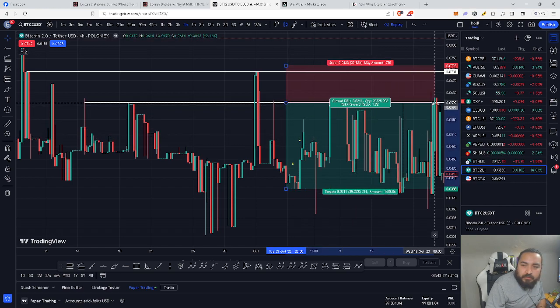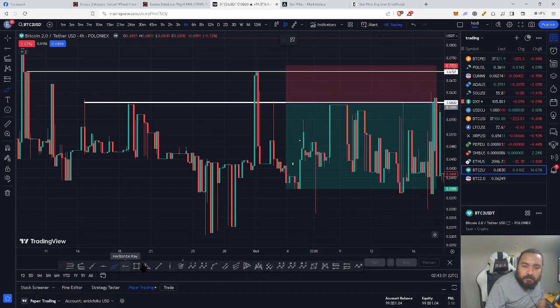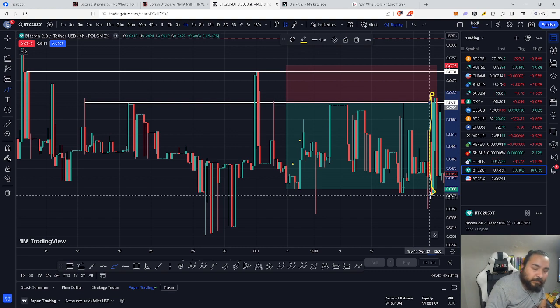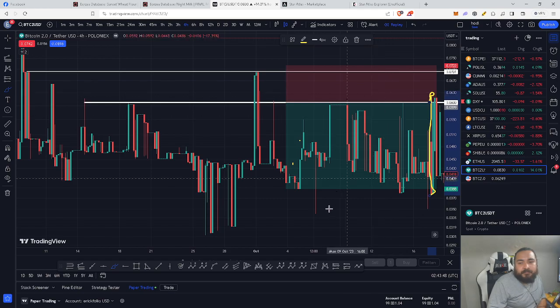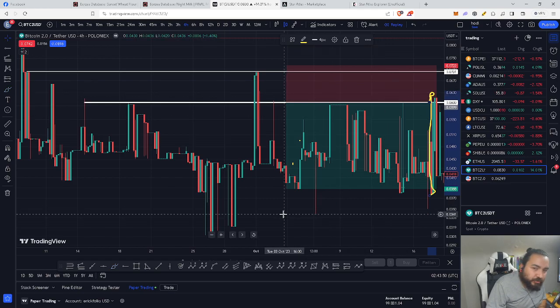So right here is where it touched. Notice it went up here into the red, and then it dropped below this green, and this is how we make money. You want it to drop below the green zone, but we don't want it to go above the red zone, because then we lose money. And that is how you short.